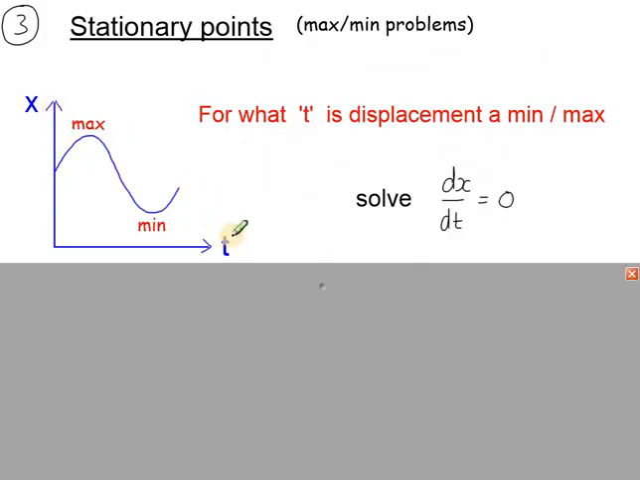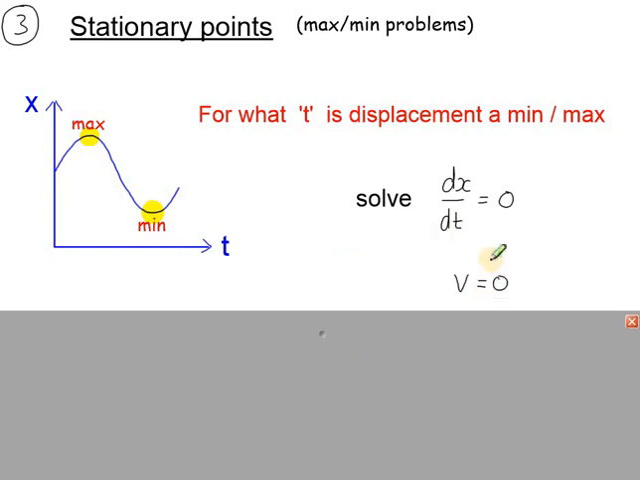In this displacement time graph, we can see that displacement reaches a maximum right here on the graph, and that's a stationary point. So that's dx by dt equal to 0 at that point. The gradient is 0 at that point. And the same thing happens again here. The minimum displacement, the gradient again is 0, so dx by dt is equal to 0. And we know that dx by dt is velocity. So velocity is 0 here and here.